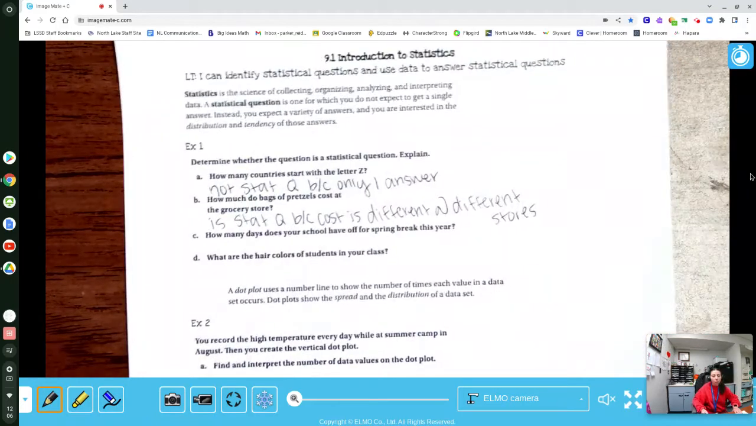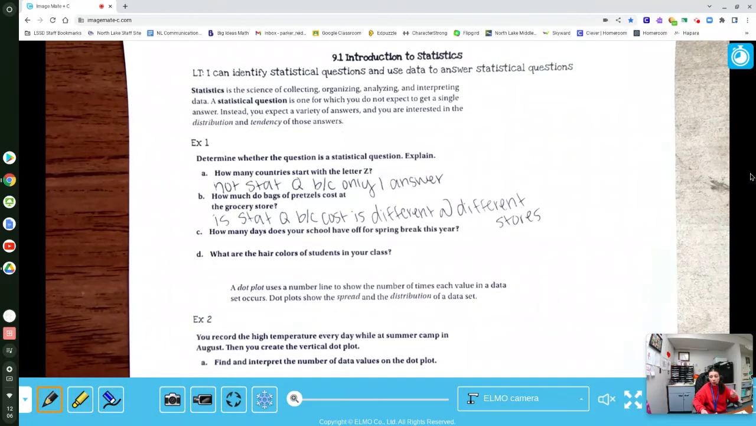So, because there is more than one answer to this, right? There's not just one cost for every single bag of pretzels. This is a statistical question.